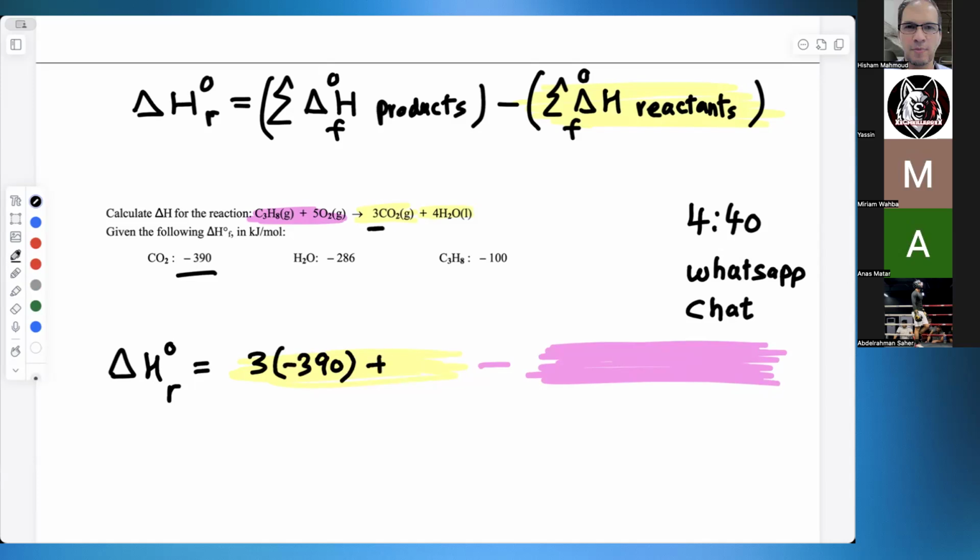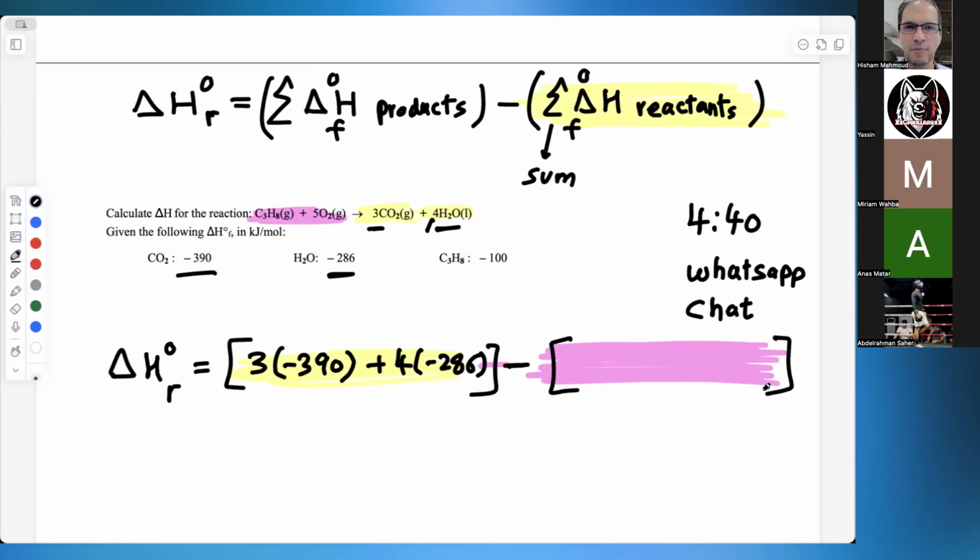And then add it, because we said the sum. Add it to the other product, which is H2O. That's minus 286, but multiplied by 4 moles, so 4 multiplied by minus 286. Be very careful while you are making the brackets, okay? And then you will subtract this from the reactant. The first reactant is C3H8, which is minus 100, and there is no different number of moles, so it is just minus 100.